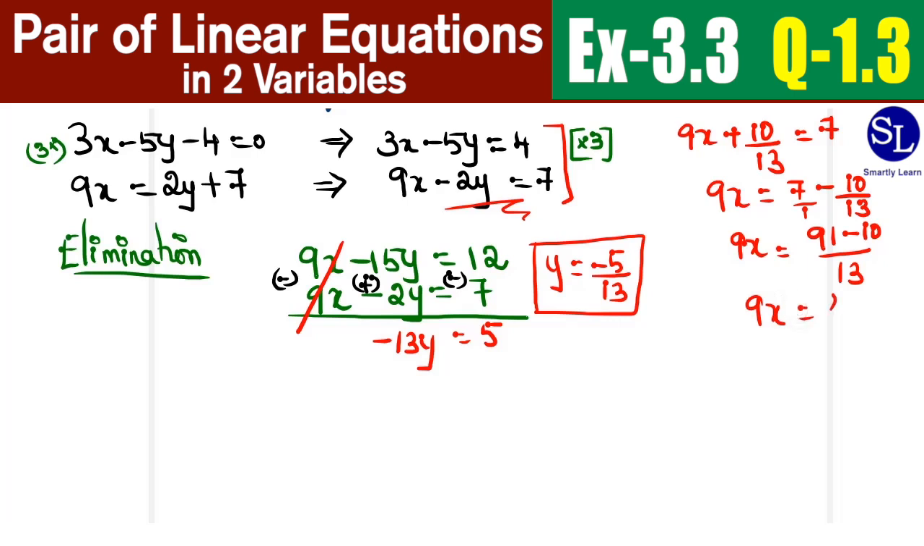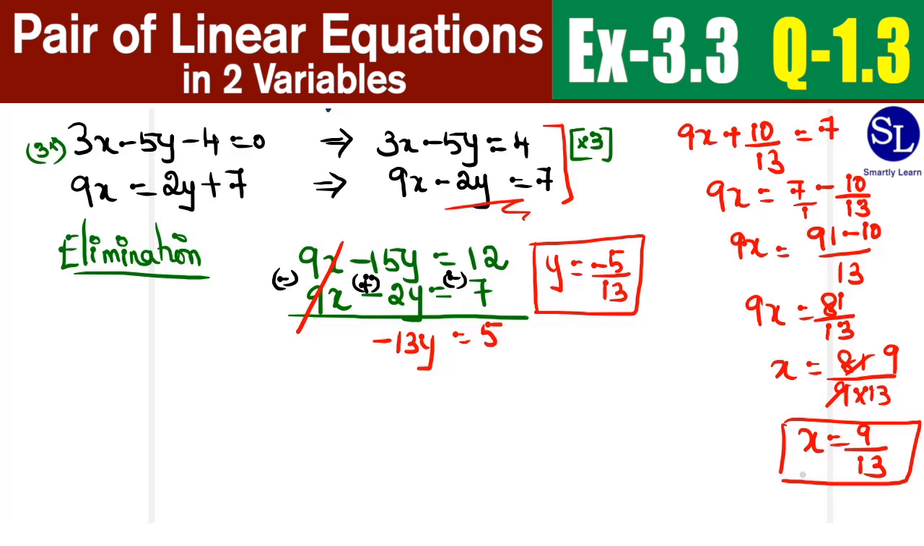So 9x is equal to 81 by 13, which means x is equal to 81 by 9 into 13. I'm bringing the 9 down, right? So this is going to be cancelled out. x is equal to 9 by 13. So this is the value of x and this is the value of y. We have got these values by the method of elimination.